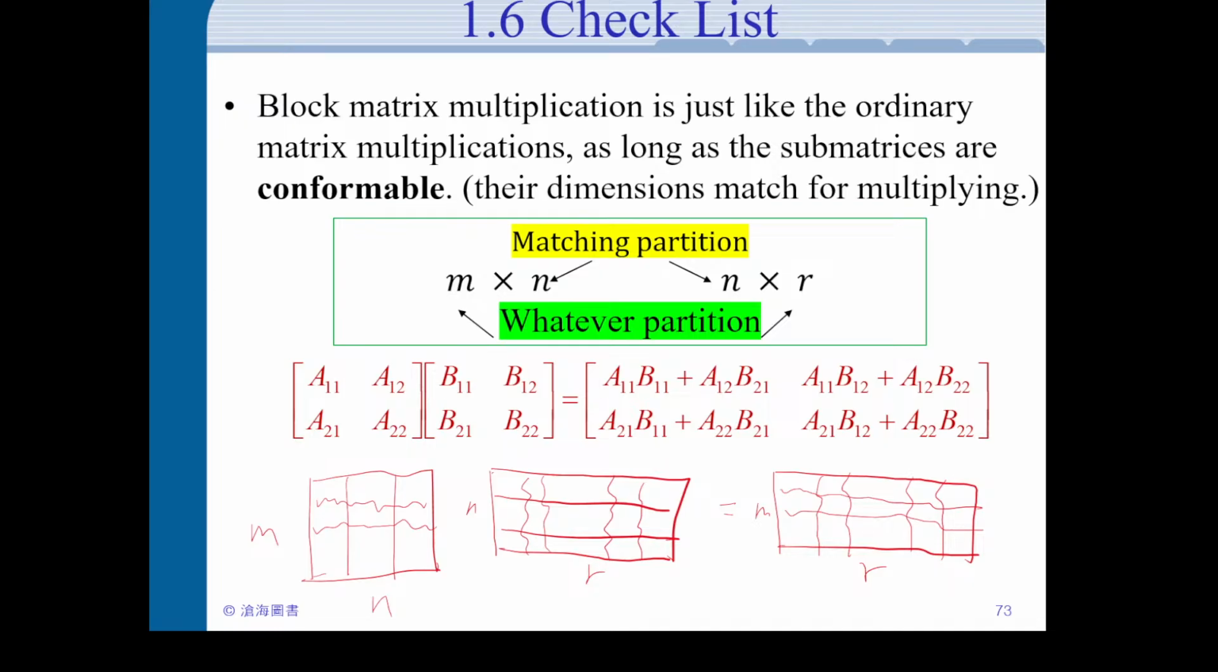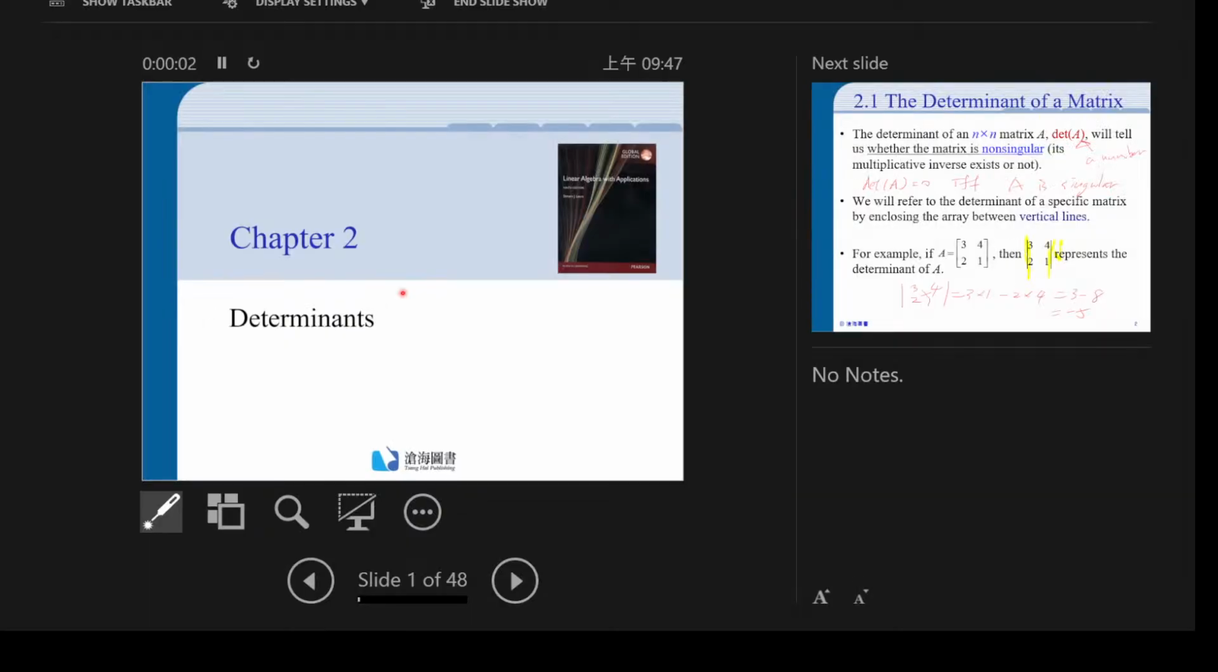Okay, and yeah, if we are okay, then let's try to go a little more and go to chapter 2. Okay, chapter 2, and let's see if this works. Chapter 2, and okay, working. And so chapter 2 is about determinant.